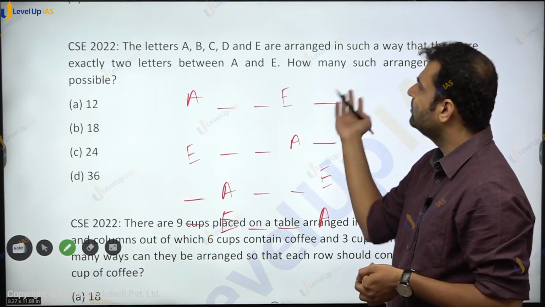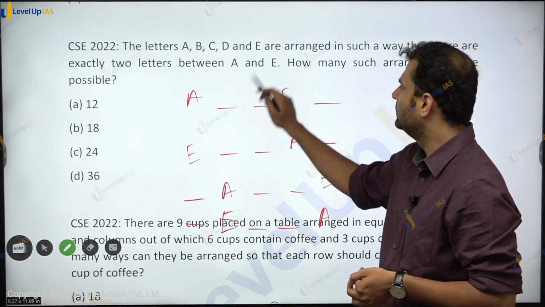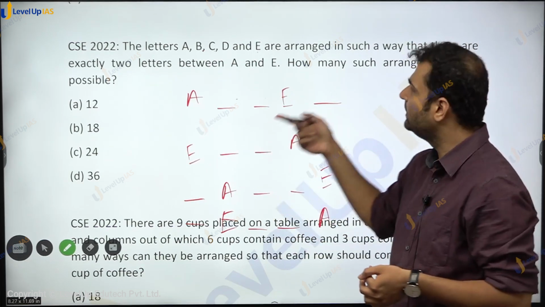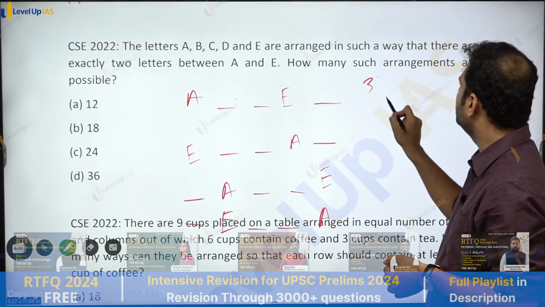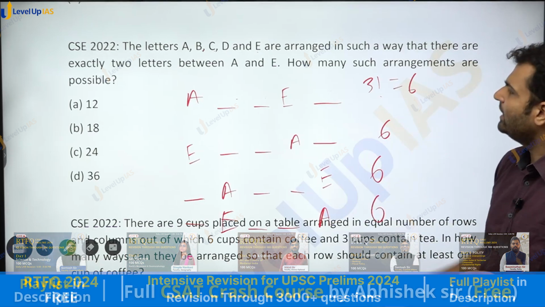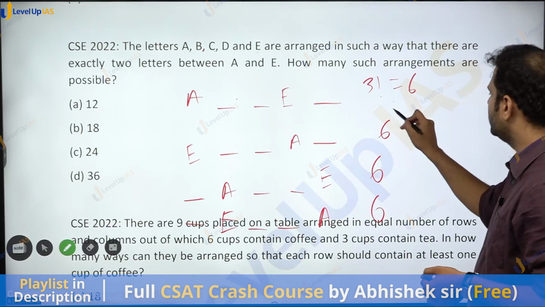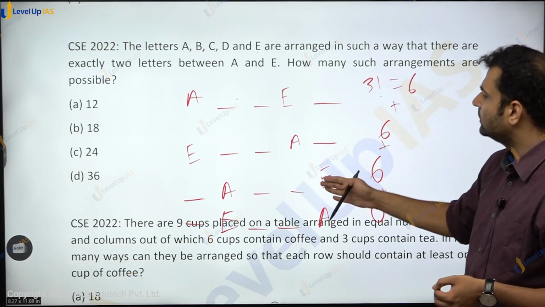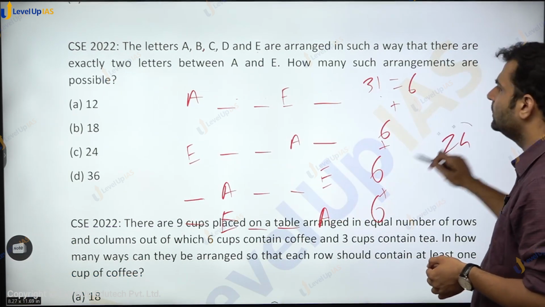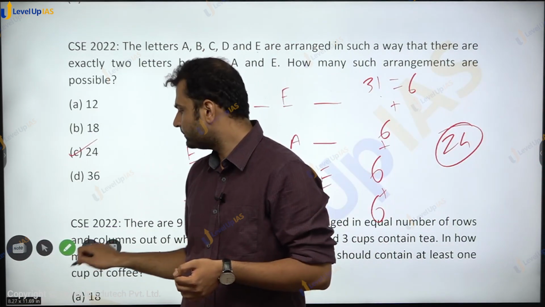So here BCD can be arranged in 3 factorial, which is 6 ways. 1 2 3, 3 positions, 3 letters, 3 different letters. So we have 3 factorial rearrangements, which is 6. यहाँ पे भी 6, यहाँ पे 6, यहाँ पे 6, and we can have this or this or this or this, मतलब cases ही बना लिए. So we can have this or this or this or this. So we have total 24 cases. Number of ways is 24. Fine.